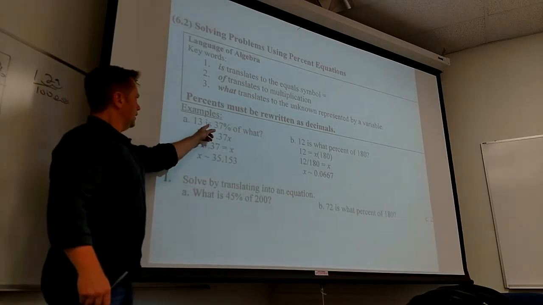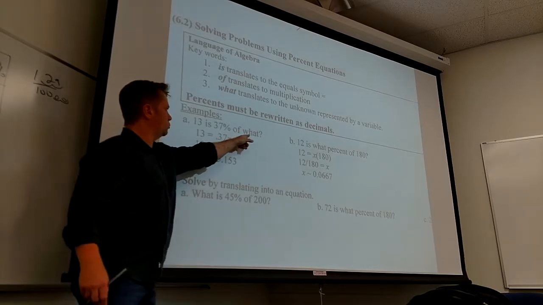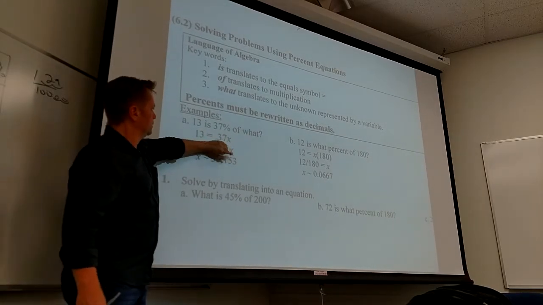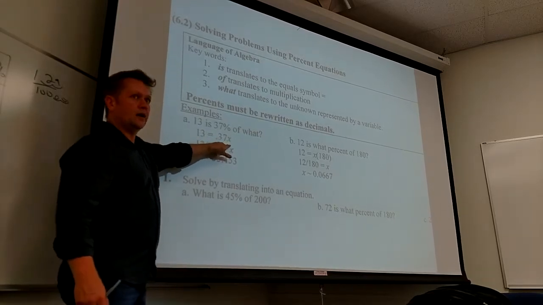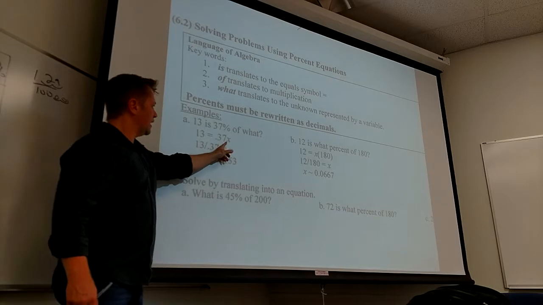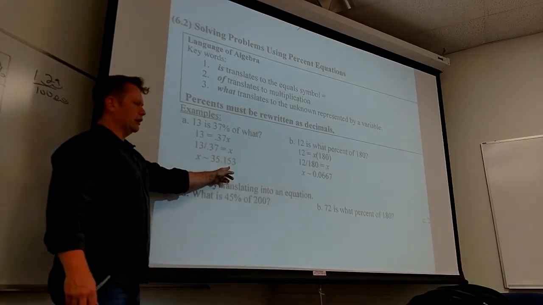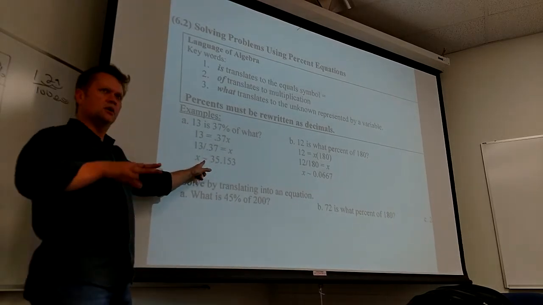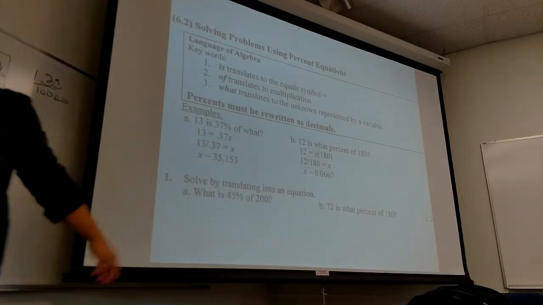So 13 is 37%, 0.37, of times what? X. Because I don't know. Now, how do you solve this? How do you get X by itself? Divide. Because what is it right now? It's 0.37 times X. I'm going to divide by 0.37. So then I can figure out what X is. And then, you know what that little symbol there means? It means approximately, right? Because this came out to be some gross decimal.